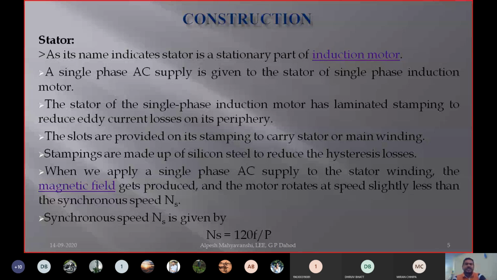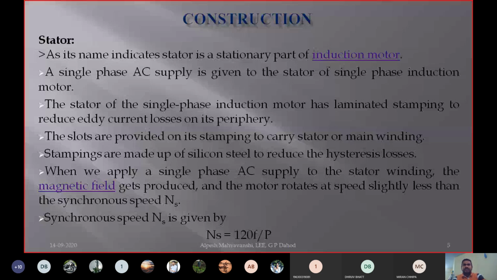When we apply a single phase AC supply to the stator winding, the magnetic field is produced. Here the single phase induction motor is there, so we are giving single phase AC supply to the stator winding. When it is given, a magnetic field is produced, and the motor runs at a speed slightly less than the synchronous speed, and this synchronous speed is 120 f by p.